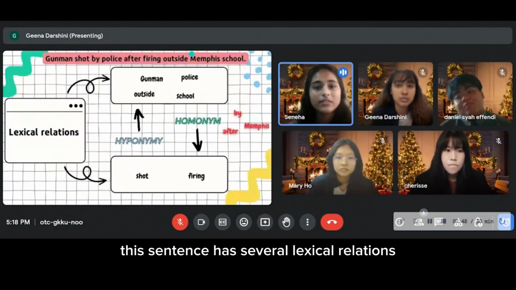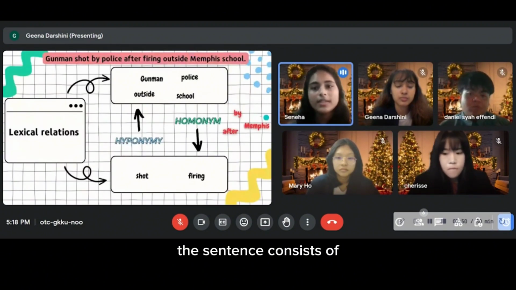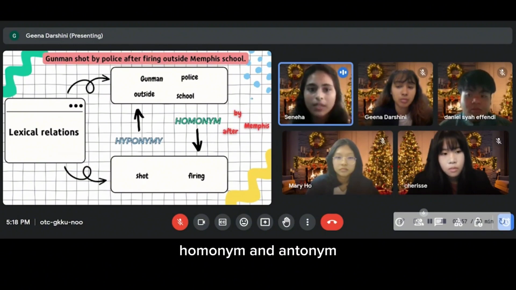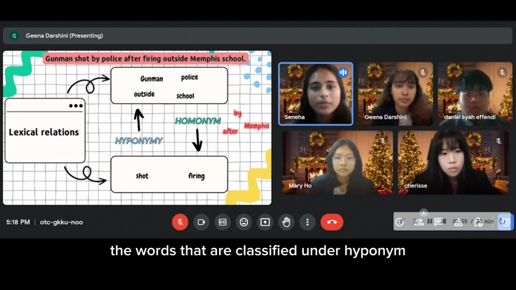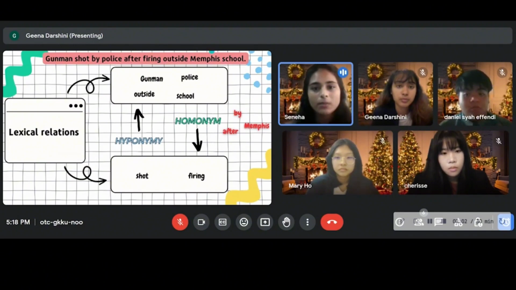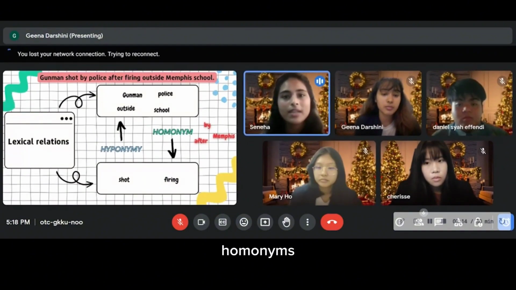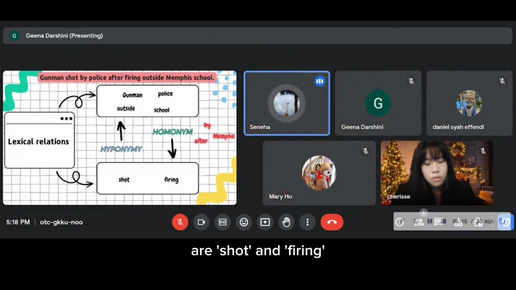This sentence has several lexical relations. The sentence consists of only 3 out of 4 lexical relations, which are hyponymy, homonym, and antonym. The words that are classified under hyponymy are gunman, police, and school.